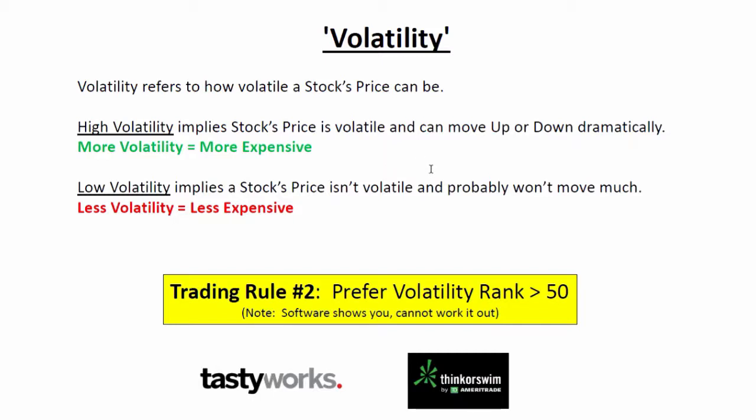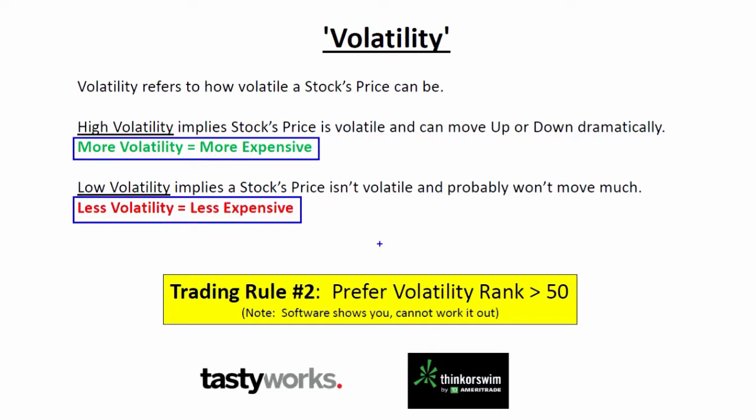Number two is volatility, and this is important, so I'm going to give you a brief definition if you're not familiar with it already. What does volatility mean? All volatility tells us is how volatile a stock's price can be. So, high volatility implies a stock's price is volatile and can move up or down dramatically. The most important takeaway from this is more volatility means the option is more expensive. Less volatility means the option is less expensive.